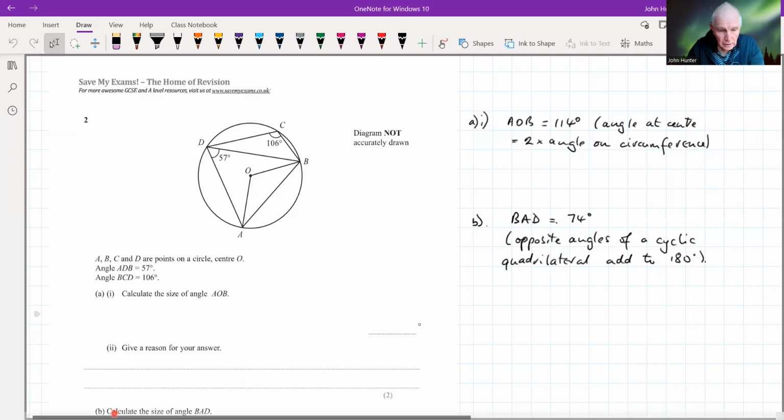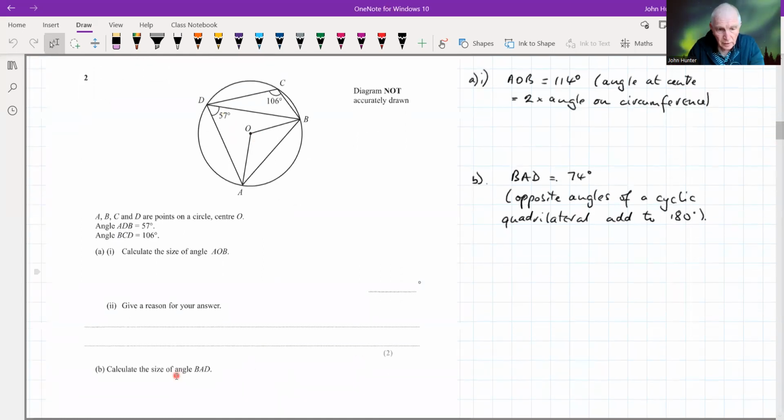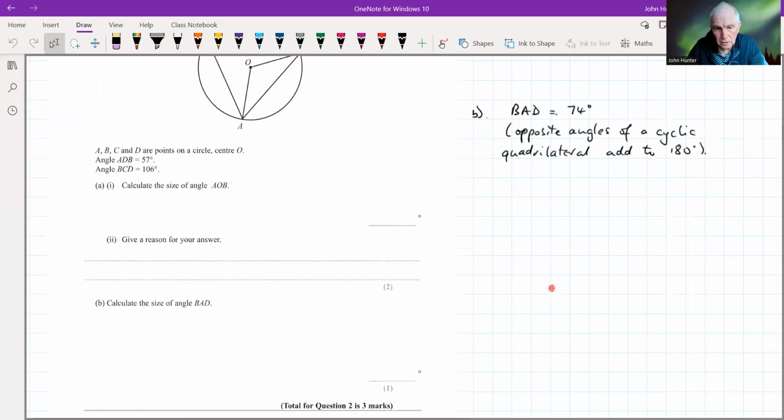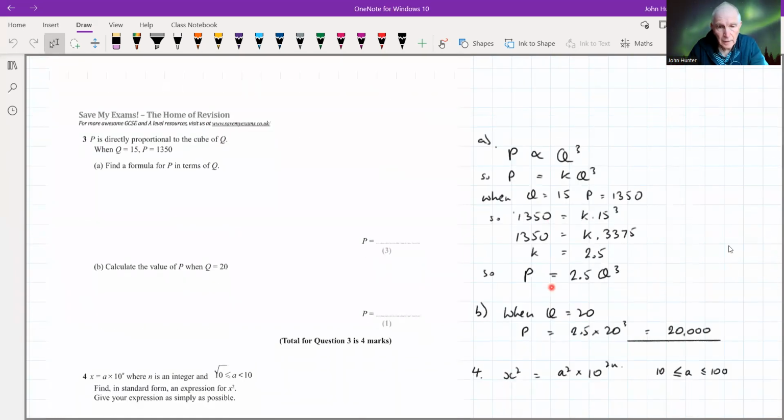And then the next part, just at the bottom of this, it says calculate the size of angle BAD. BAD being this, well, of course, this being a cyclic quadrilateral, opposite angles add to 180, so this one is going to be 74 degrees here. Okay, so that is relatively straightforward.